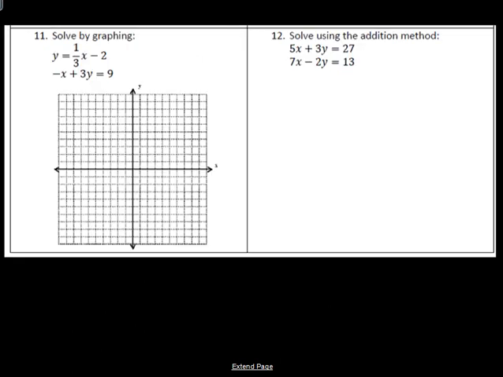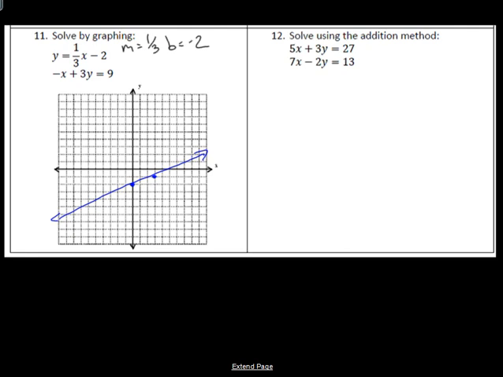In our next problem here, we have to solve by graphing. So my first equation here is already in y equals mx plus b, so I get my slope and my y-intercept. My slope is 1/3, my y-intercept is -2. So I'm going to plug in here at -2. I'm going to rise 1, run 1, 2, 3. And there's my solution to that one.